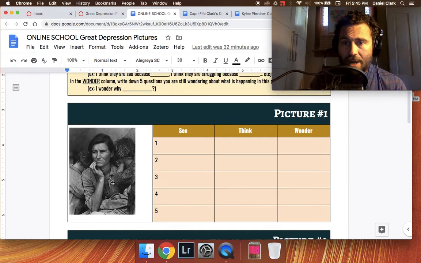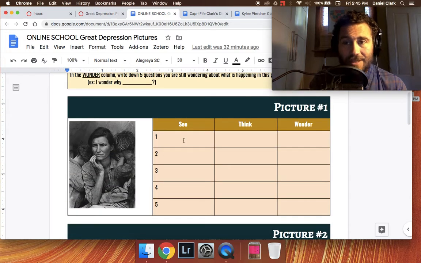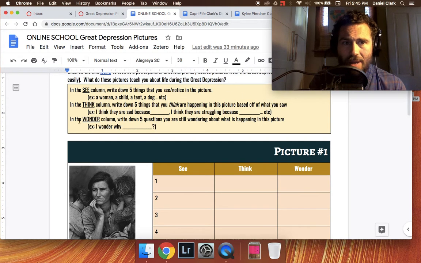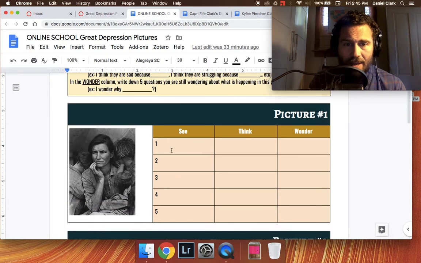So your job is to really dive deep here. In this one picture, there's a lot to look at and think about. So in the C column, you're going to write 5 things that you see. Right here, you might say, I see a woman, probably a mother. I see a child with a bad haircut. I see some tattered clothing. I see a tent. I'm kind of guiding you through that.